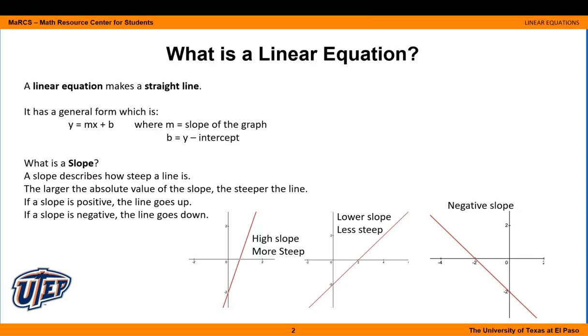So first, what exactly is a linear equation? A linear equation represents a straight line, and the most common way we write this is y = mx + b. Here, m is the slope and b is the y-intercept. Now, slope tells us how steep the line is. The larger the absolute value of the slope, the steeper the line. If the slope is positive, the line goes up, and if the slope is negative, the line goes down.